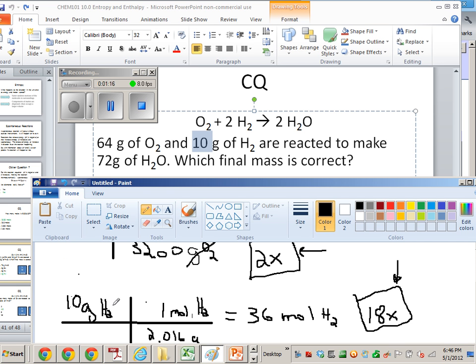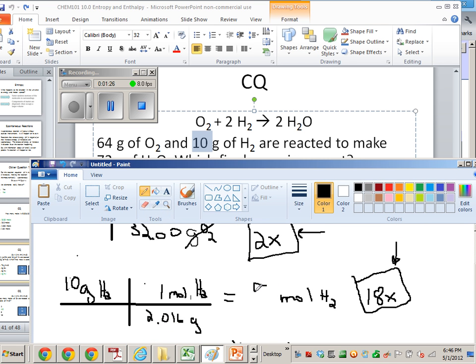And 10 grams of H2, that is 5 moles of H2. So the molecular mass of H2 is 2 grams per mole. So if I convert 10 grams to moles, I divide by 2.016 grams, and I end up getting about 5.0 moles of H2.